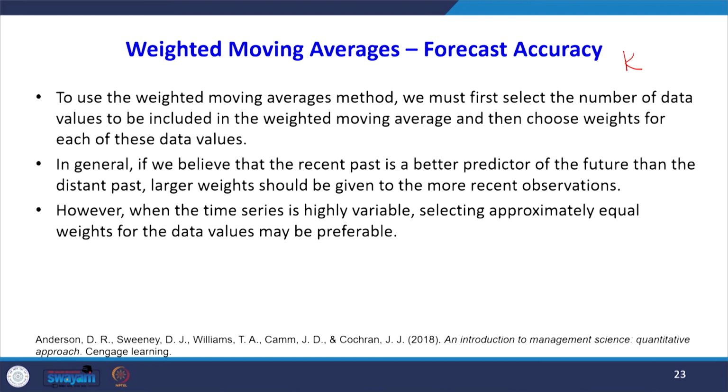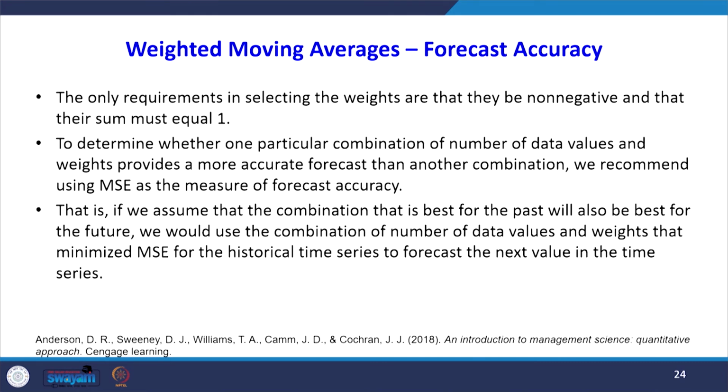However, when the time series is highly variable, selecting approximately equal weights for the data values may be preferable. The only requirements in selecting the weights are that they must be non-negative and their sum must be equal to 1. To determine whether one particular combination of number of data values and weights provides a more accurate forecast than another combination, we recommend, as usual, using mean squared error as the measure of forecasting accuracy.